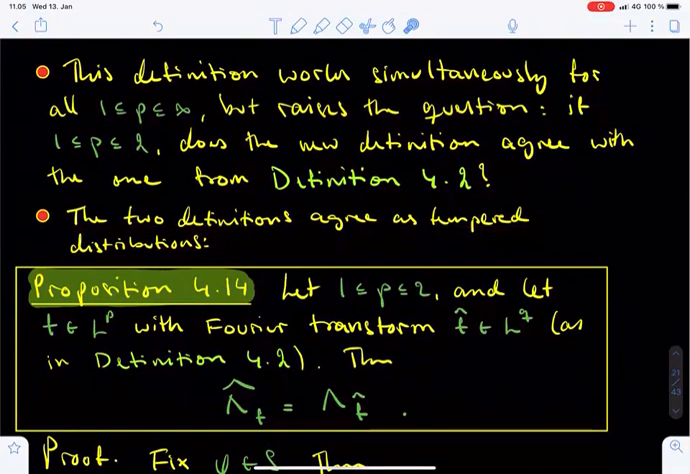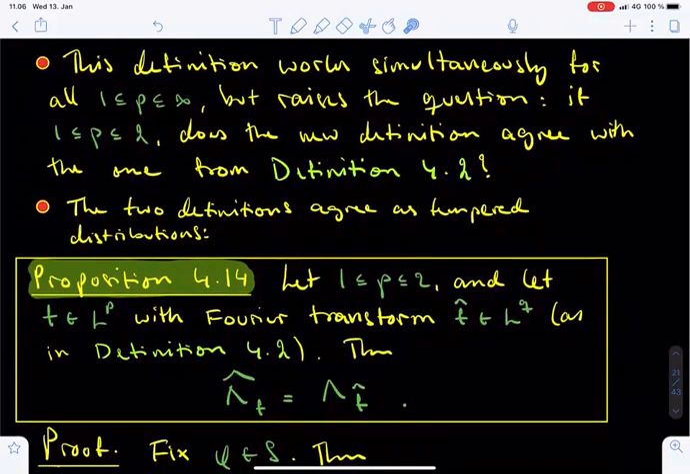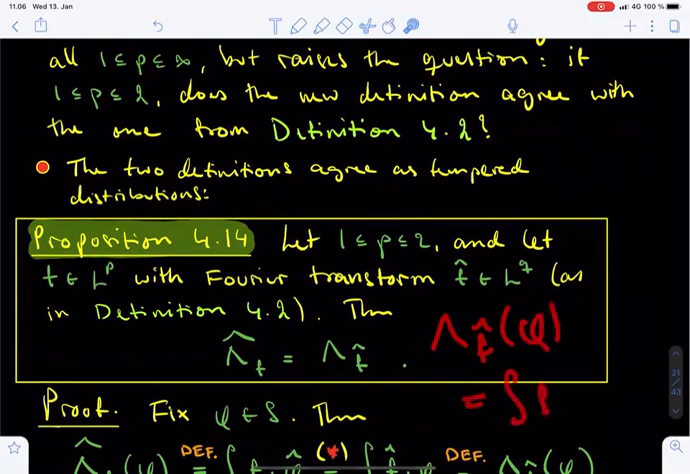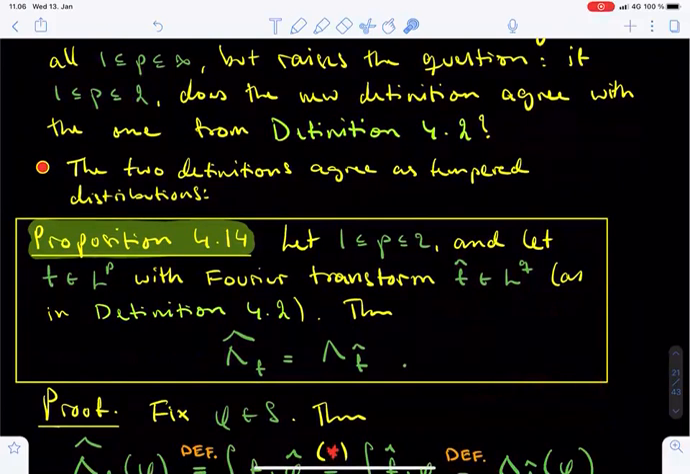First of all, an LQ function is not the same thing as a tempered distribution. So to be completely accurate, the two definitions do not agree. However, the Fourier transform hat f, which is an LQ function, gives rise to a tempered distribution lambda subscript hat f in the way which we have seen many times above. The best we can possibly hope for is that this tempered distribution agrees with the tempered distribution hat of lambda f. This is indeed the case, and this is the content of proposition 4.14.